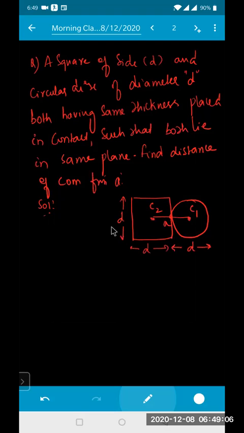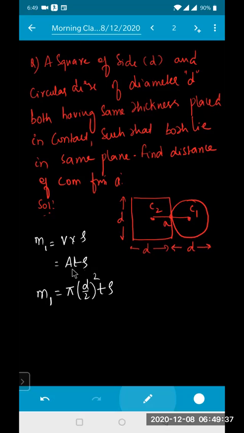Now, tell me the mass of this one, M1. Mass is equal to volume into density. Volume is area into thickness, into rho. Area will be pi into radius, which is D by 2, whole square, into thickness t into rho. So this is the mass M1. Area is pi r squared, and the radius is from here to here.